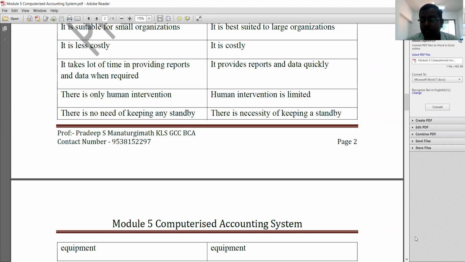One more very important question they may ask you is, what do you mean by data? Data is nothing but accounting information. It is called data. The raw information is called data. Once the raw data, that information, is processed, then it becomes information. Understood? Raw input is called data. Once it is processed, it becomes information. So it is all about your fifth module, that is the computerized accounting system.